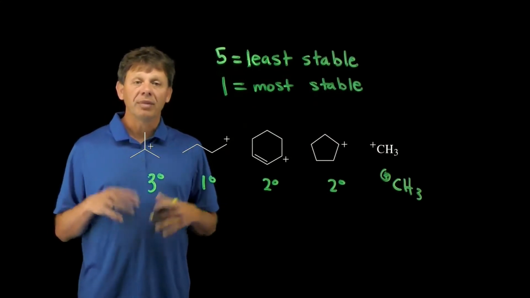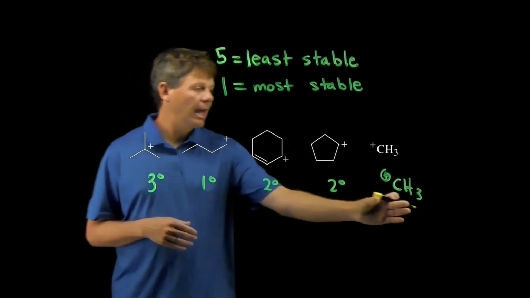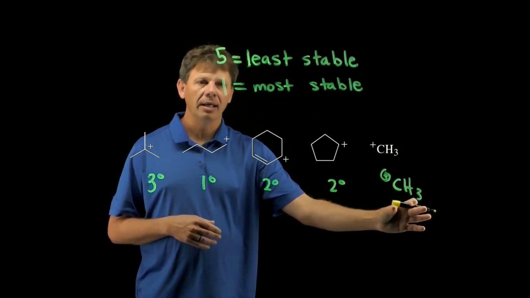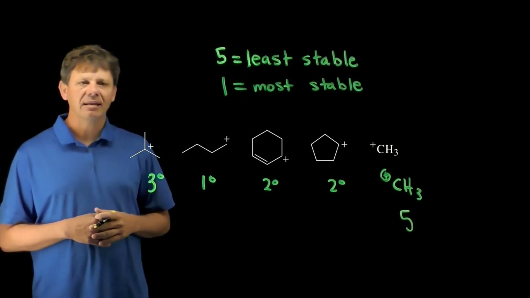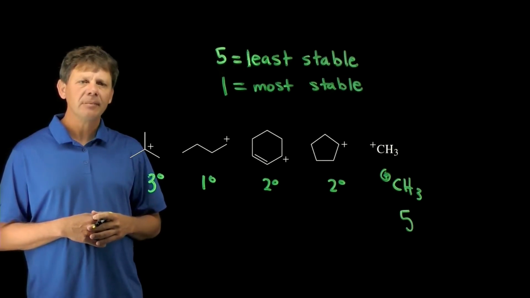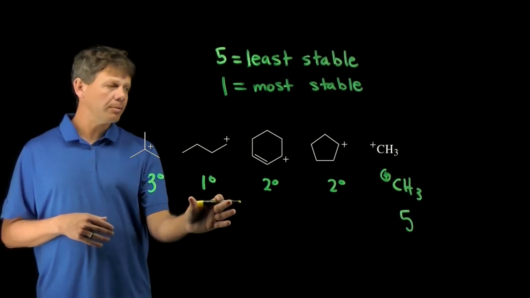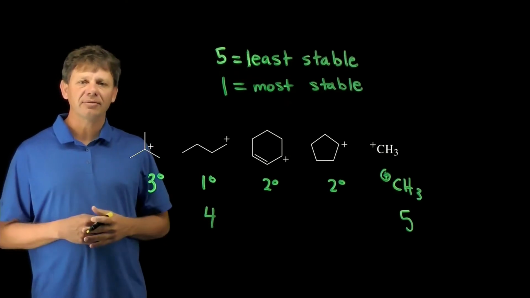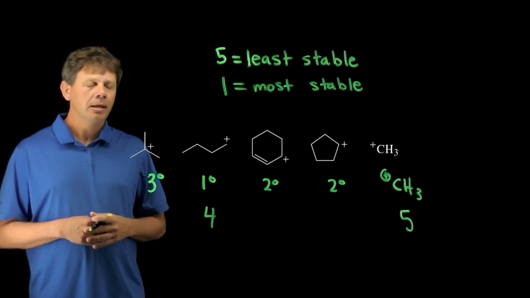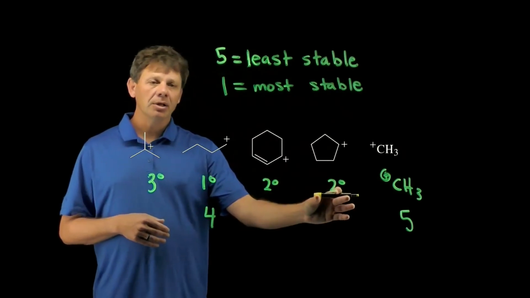primary. With no hyperconjugation at all, the methyl carbocation is going to be the least stable, so we can go ahead and give that the 5. The next least stable is going to be our primary carbocation, so it will be 4 because it only has hyperconjugation one time. The secondary has hyperconjugation twice.